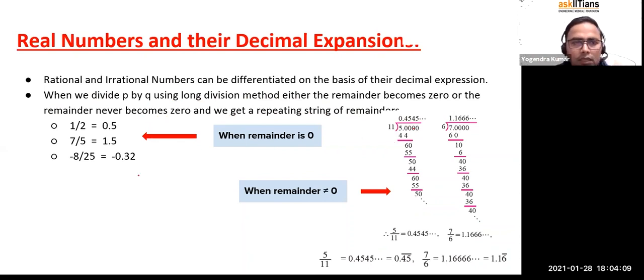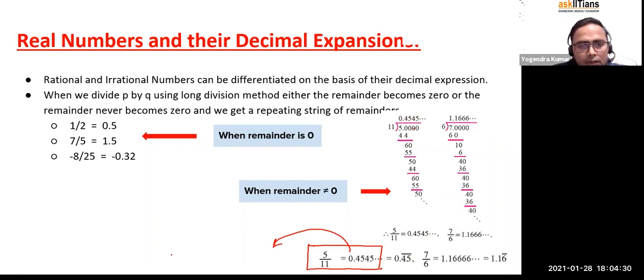Like this, if I divide 5 by 11, what are we getting? We are getting 0.45454545. It will keep on repeating. You can see this example when we do long division. So what type of form is it? This one, as I discussed before, is non-terminating recurring. Recurring means repeating.